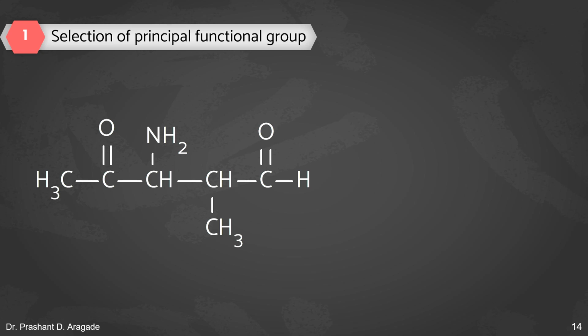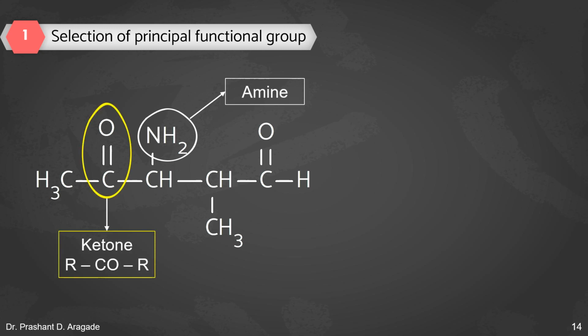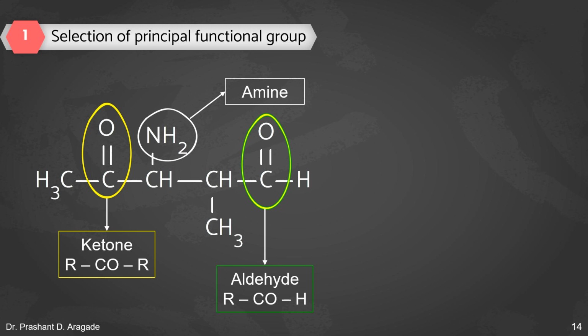So let's take one example. First step is selection of principal functional group. If you observe this example, you will find the amine functional group is present, then another is ketone functional group, and one more functional group is aldehyde. So this compound contains amine, ketone and aldehyde functional groups.